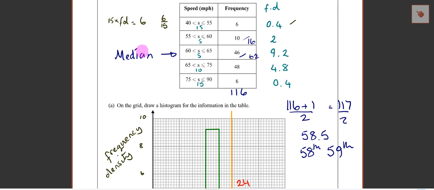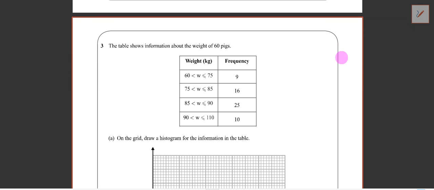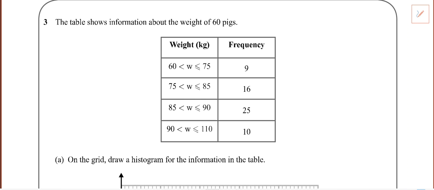I would multiply. Hang on, good. I'm not going to stop you too long. Let's go to this table, the table shows information about the weight of 60 pigs. Let's do the mean weight of the pigs, just so we've got a fresh table to work on. So if I said to you to do the mean of that data, that gives you a clue. We don't need the chart.